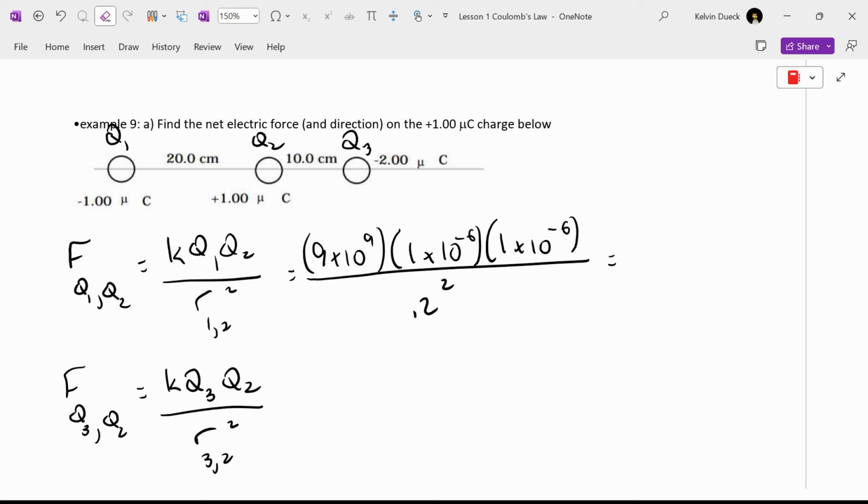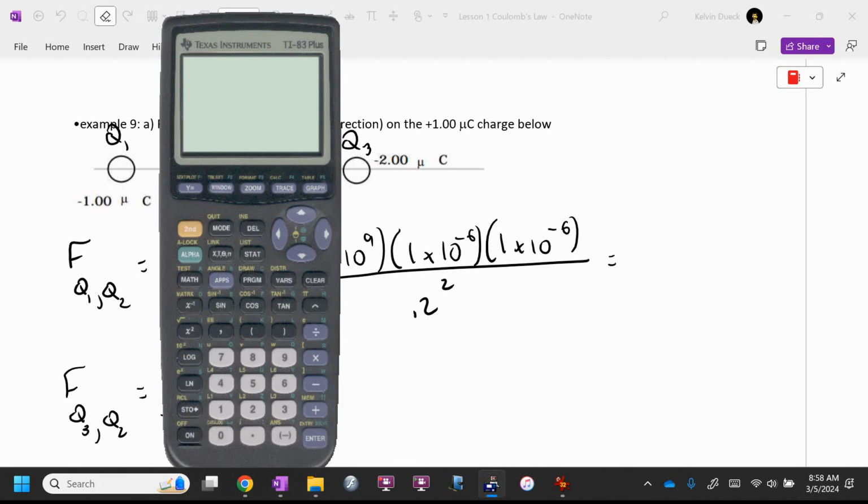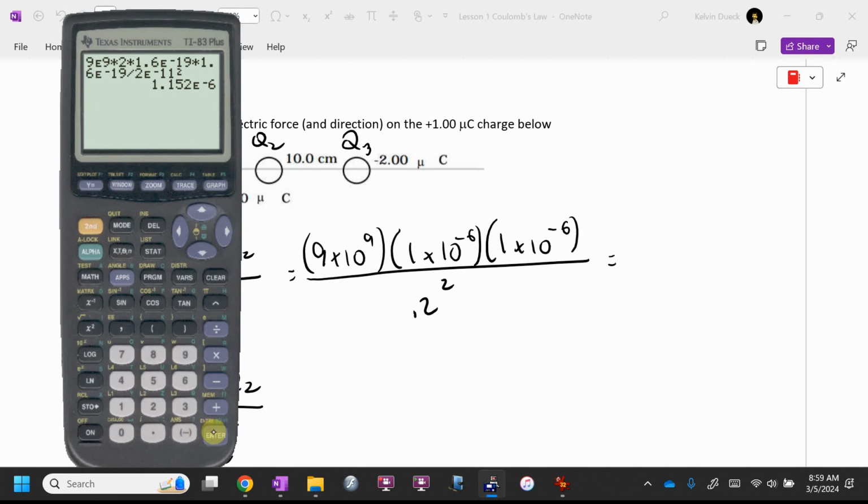Okay. Let's crunch that. By the way, you might be able to backspace it. Well, I got the 9 times 10 to the 9th already typed in for the previous question, so I could probably do that and then just delete. Okay, 1 microcoulomb times 1 microcoulomb divided by 0.2. Don't forget the squared. How many newtons is charge 1 pushing with a force on charge 2? Y'all get 0.225 newtons?